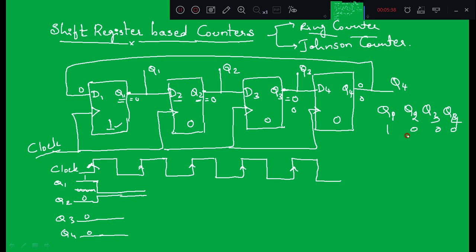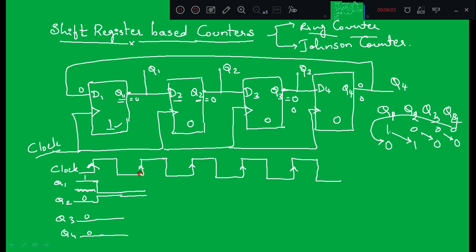Now if I apply the first clock pulse, what happens? Q1 will become 0 because Q4 is connected to D1, and Q2 will become 1 because Q1 is connected to D2, right? So this 1 gets shifted towards right, and this 0 will appear here, right?